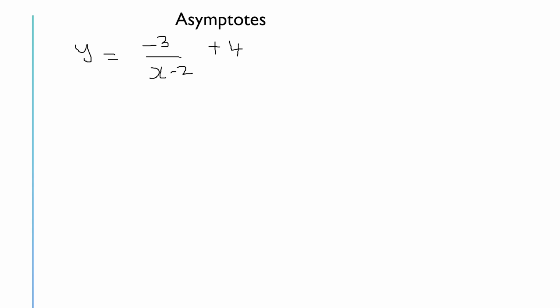To find the asymptotes, remember the equation of a hyperbola looks like this: a over x minus p, plus q. We can always refer to it. Now we need to look at our given equation, -3 over x minus 2, plus 4. Remember, the value of p and the value of q give us the asymptotes.